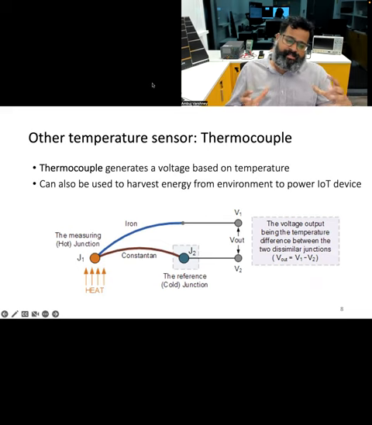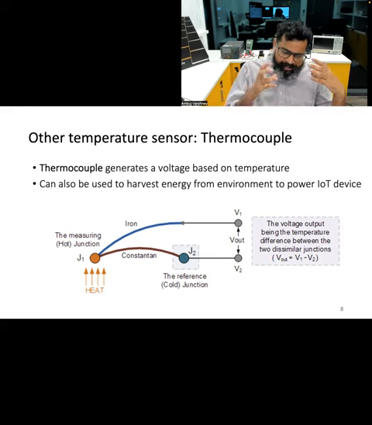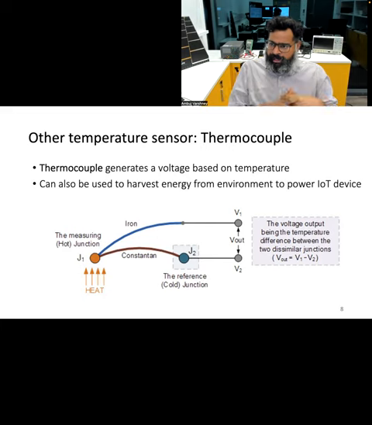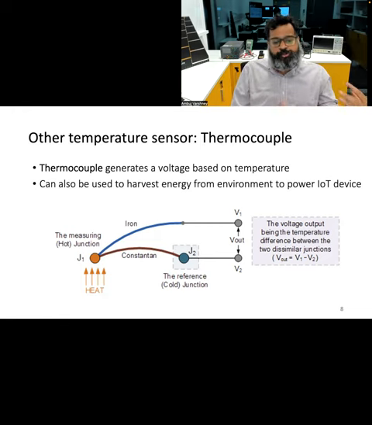So resistor sensors are not the only kind of passive sensors. For example, in the case of temperature sensors, we also have something called a thermocouple, which consists of a junction of two different metals. When you heat or cool this junction, a corresponding voltage is generated across the thermocouple. This voltage can be used to determine the temperature of the heat source, or it can even be used to harvest energy to power the sensor on an IoT device.